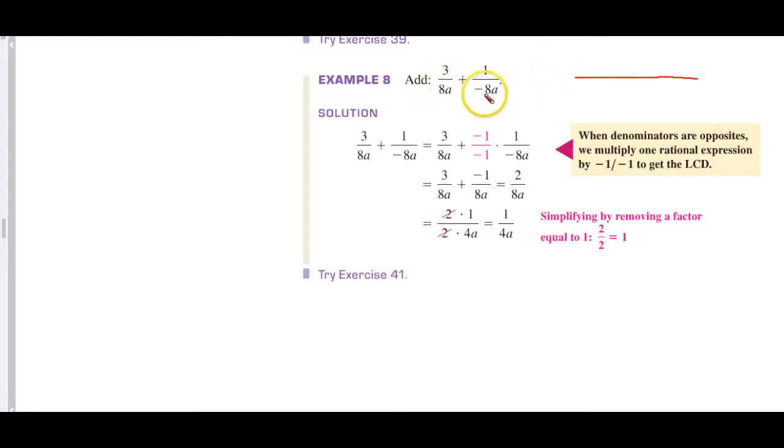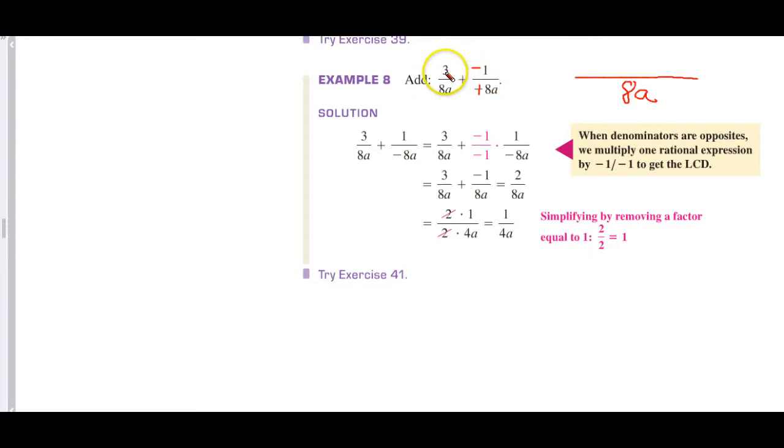Now it looks like we have an 8a and an 8a, except this one's the opposite sign. So my denominator is actually going to be 8a. Now how do I get rid of this negative sign? Well, the answer is just move it up there. Make it positive there. Make this the negative.